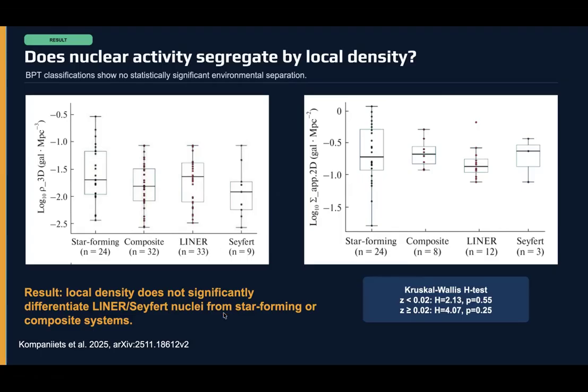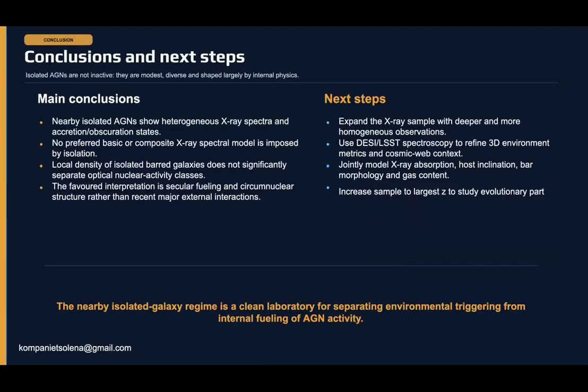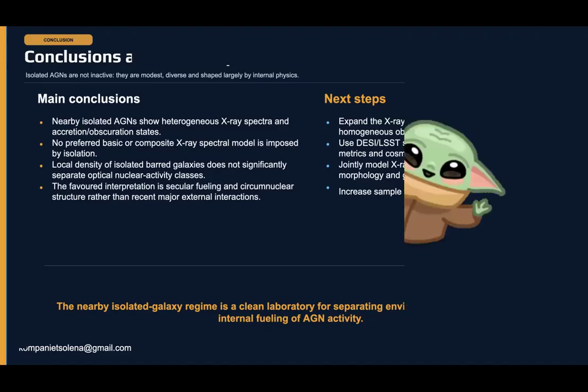So we can conclude here that the local density does not significantly differentiate LINER and Seyfert nuclei from star-forming or composite systems. And here you can see the main conclusions, and my main hope is that we can use LSST data in the future to refine 3D environment metrics and put more cosmic web context in our research, which is related to the influence of local and cosmic web environments on galaxy evolution.